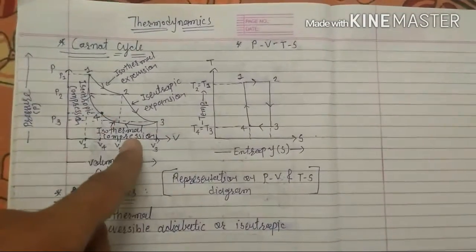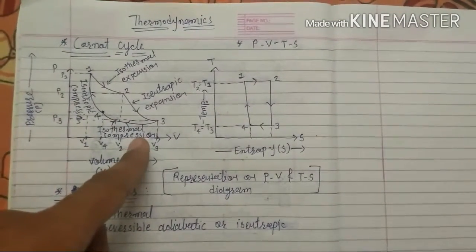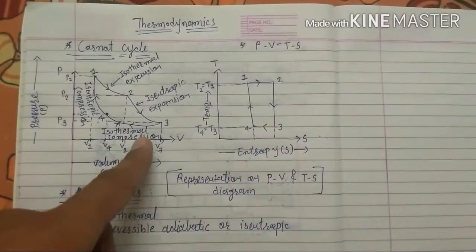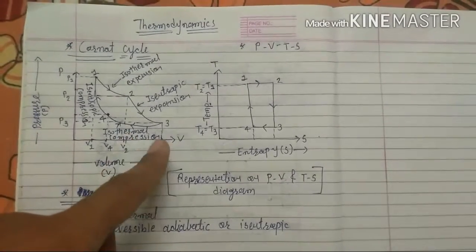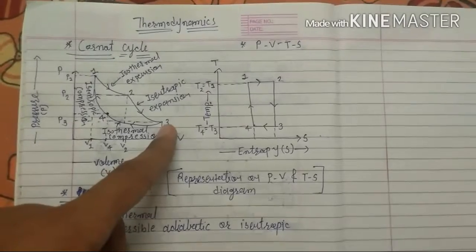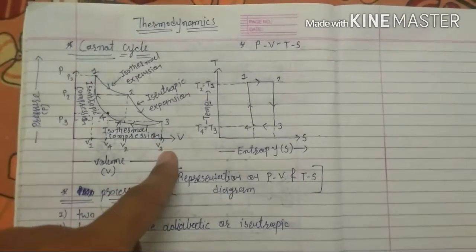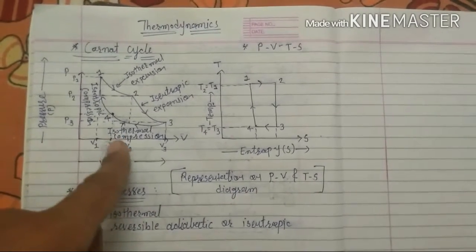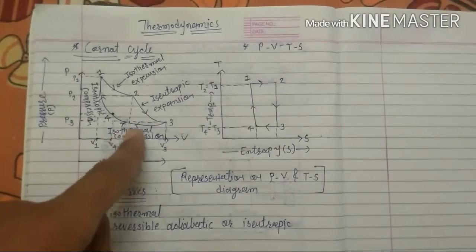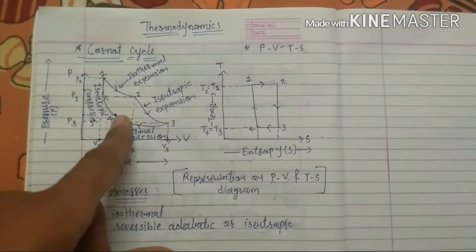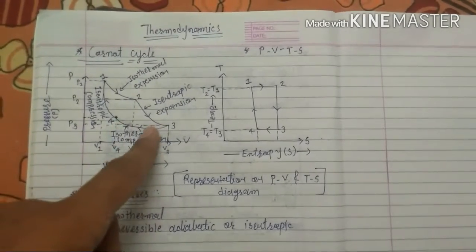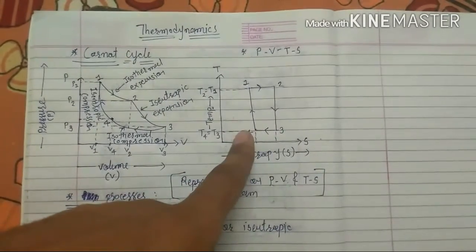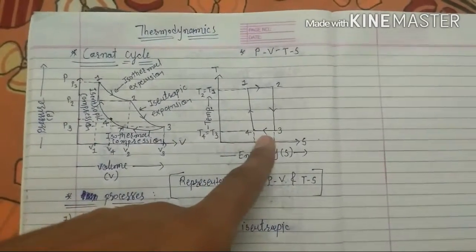Now process 3 to 4, which is the isothermal compression process. Compression is a process in which the pressure of the gas increases and the volume decreases. During process 3 to 4, the volume decreases from V3 at point 3 to V4 at point 4, and the pressure increases from P3 to P4. In the TS diagram, during process 3 to 4 the entropy of the gas decreases and the temperature remains constant because it is an isothermal process.